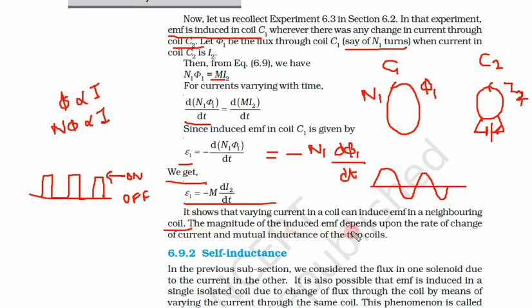The magnitude of the induced EMF depends on the rate of change. So here you can see rate of change. If the current is changing much faster, then this differential will be higher, and hence we get more EMF. So this depends on the rate of change of the current and the mutual inductance of the two coils. So what are the two factors affecting this EMF? Mutual inductance between the two coils and the rate of change of current.